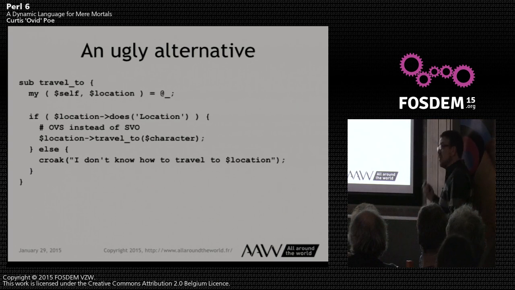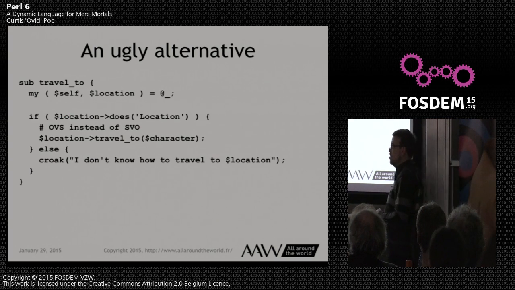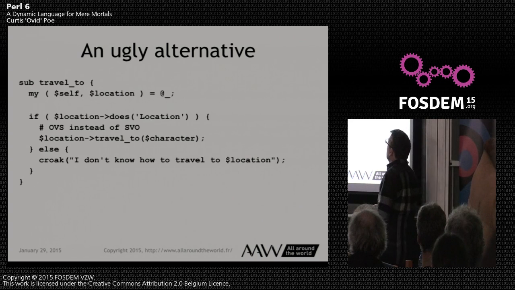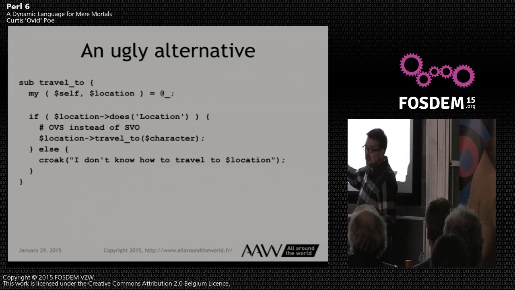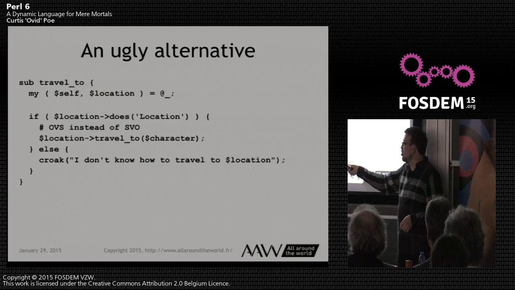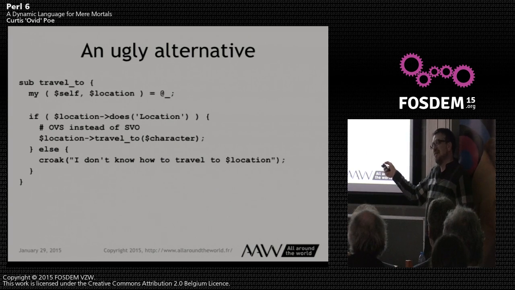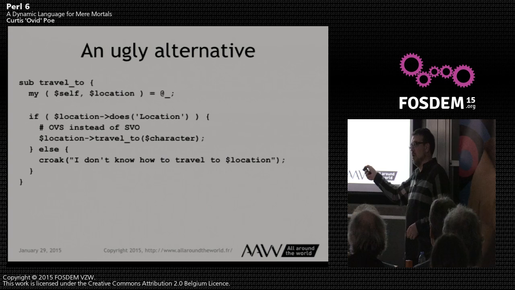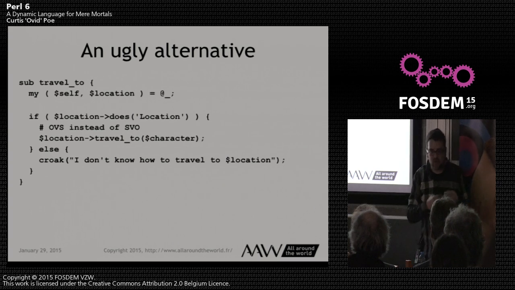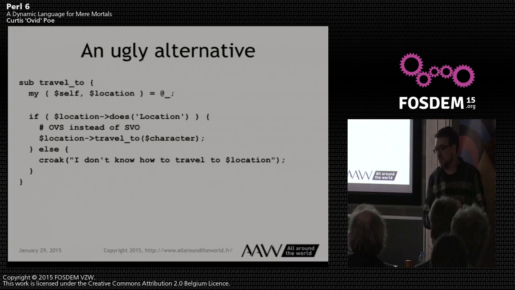I could do this. I could slap a role on our locations. If you're not familiar with roles, I apologize. I could slap a role on location and say if location does location, a location travel to character. This is unfortunate because now I'm using object-verb-subject syntax instead of subject-verb-object, which makes this harder to actually understand. So I might say location traveled to by character when you have to contort yourself on method names.